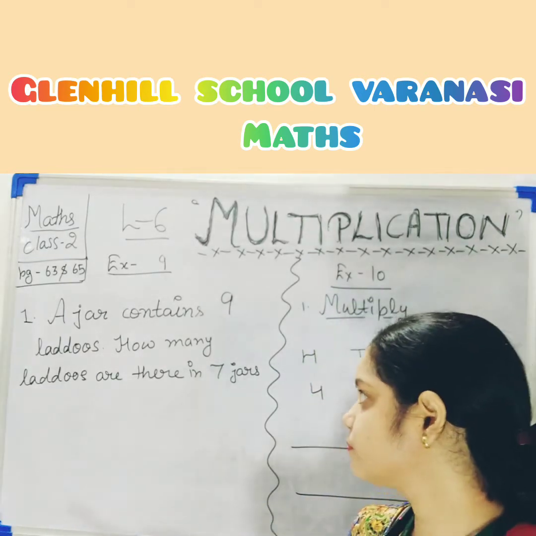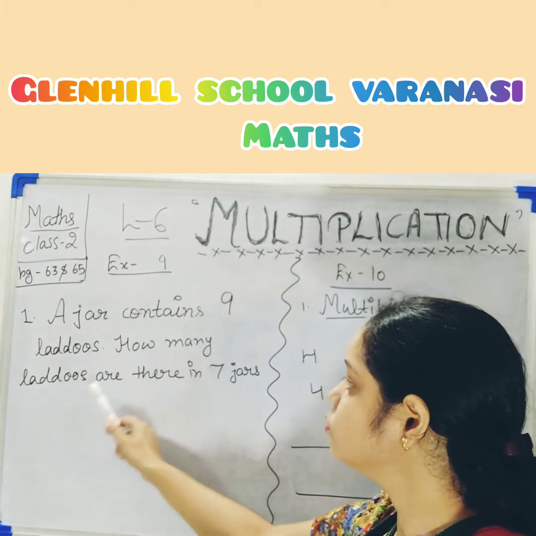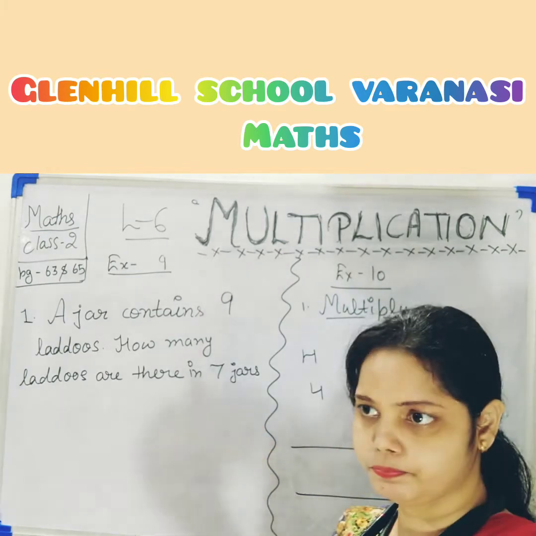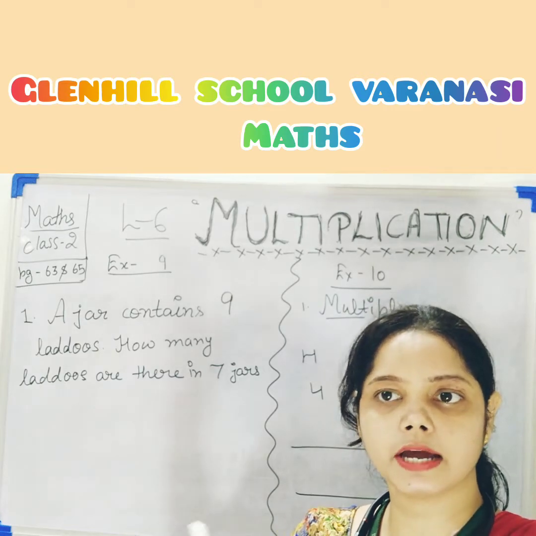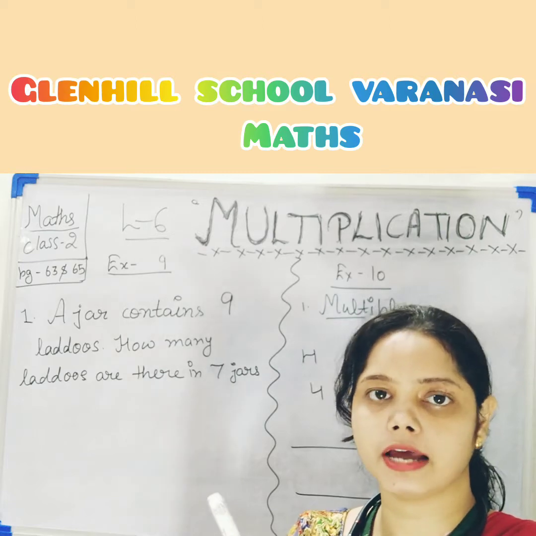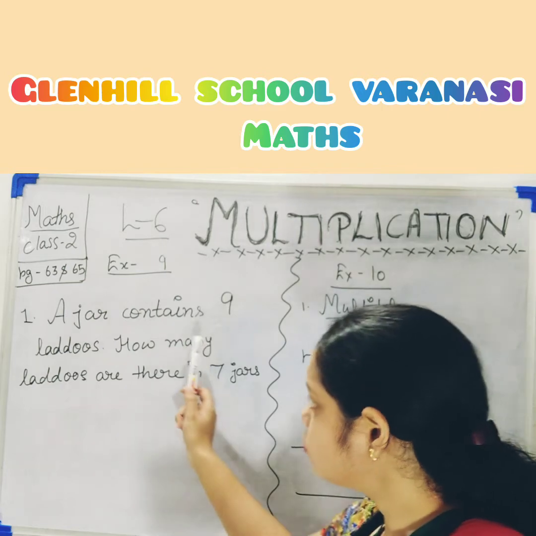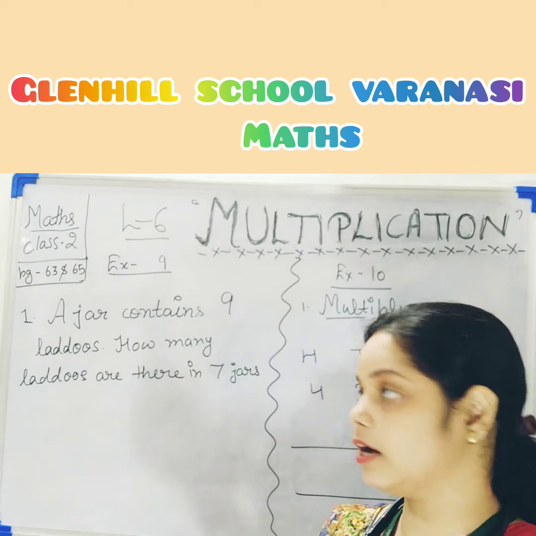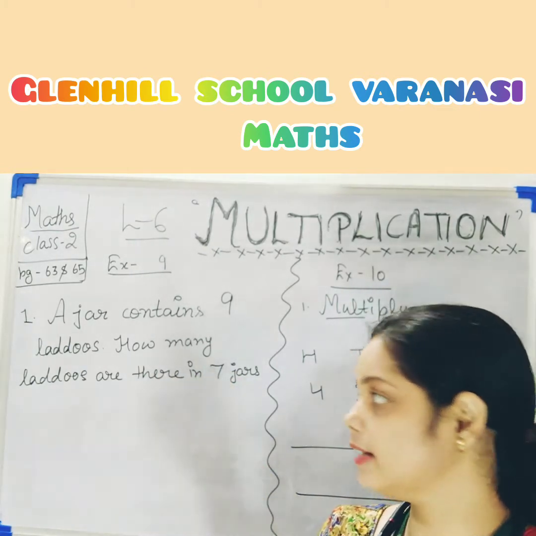So let's start. Question 1 is, a jar contains 9 laddus. How many laddus are there in 7 jars? Beta, jar means a box of glass or fiber in which we keep or put any object, any eating food or anything. So jar is like that. The question is given, a jar contains 9 laddus, meaning there is a single jar and it contains 9 laddus. So in one jar there are 9 laddus.